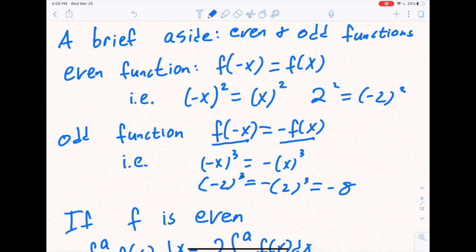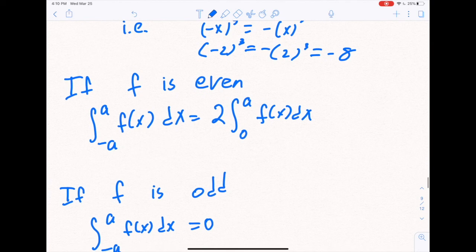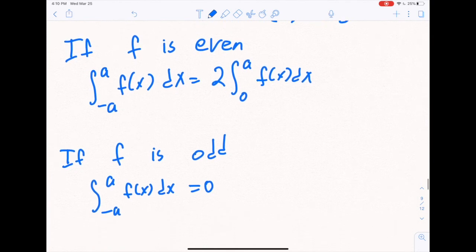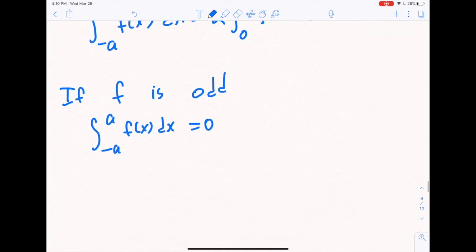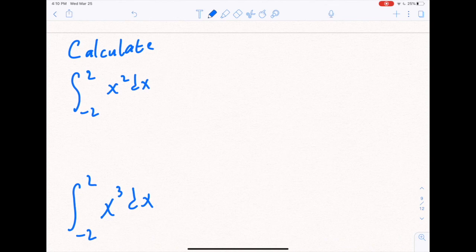And that's useful for one reason. If f is an even function, the integral from minus a to a of f of x dx is 2 times the integral from 0 to a of f of x dx. And lastly, if f is odd, the integral from minus a to a of f of x dx always equals 0. So let's say we want to calculate the integral from minus 2 to 2 of x squared dx and the integral from minus 2 to 2 of x cubed dx.